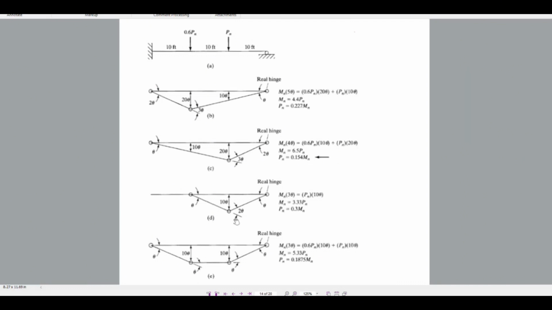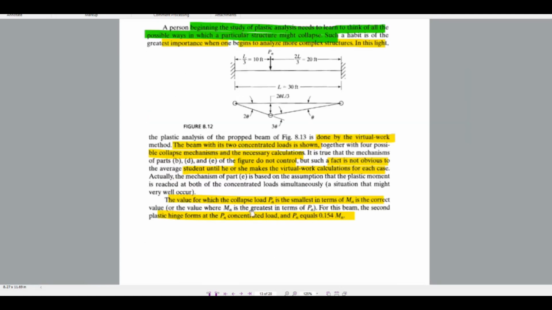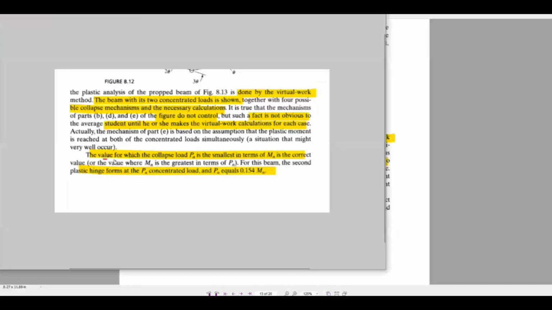So what are these vertical displacements that we have to consider? Four different possible combinations are there. Here if you see 0.227, 0.154, 0.13, 0.185. So minimum is 0.154, right? So here we will see that the value for which collapse load Pn is smallest in terms of Mn is the correct value.